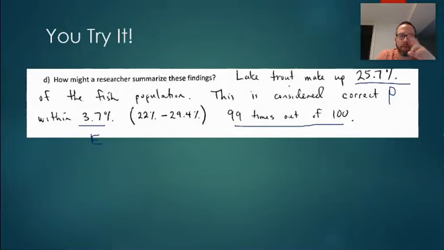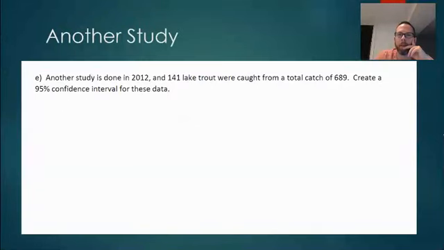All right, we've made 2 confidence intervals. We found 2 margins of error. Do one more, guys. So let's do another year, and we have a new sample being done. So we have 141 lake trout caught from a total catch of 689. So N is 689. P, it's a new P, right? 141 out of 689. I'm going to let you guys try that on your own.